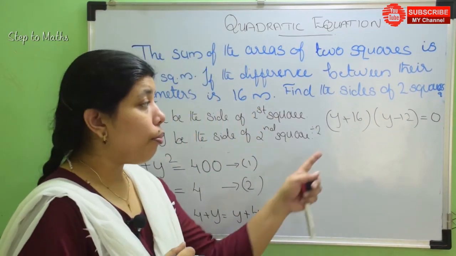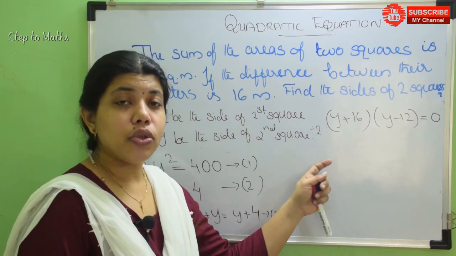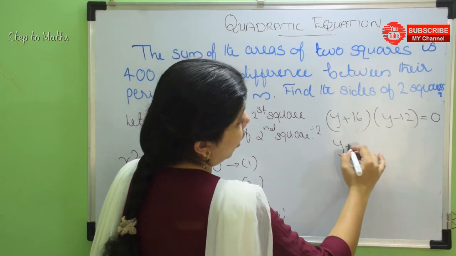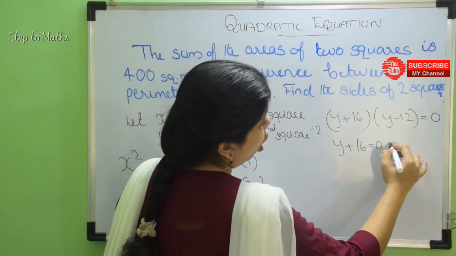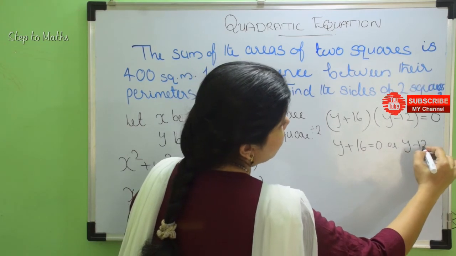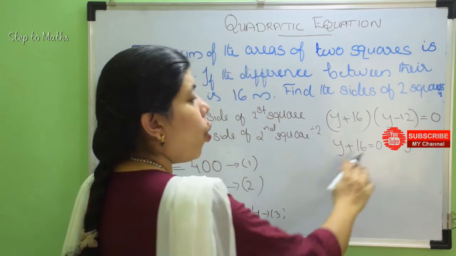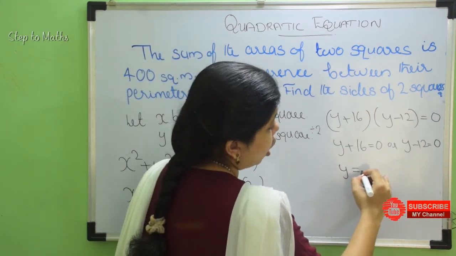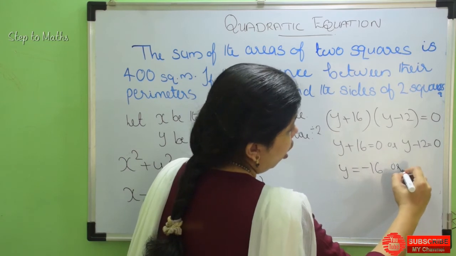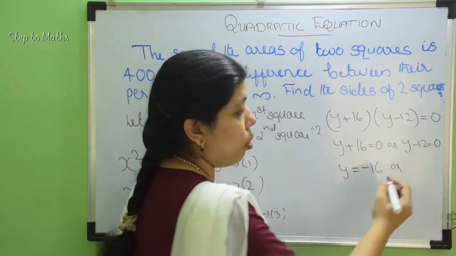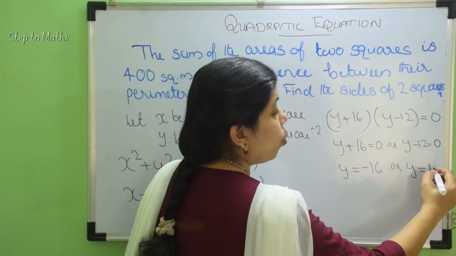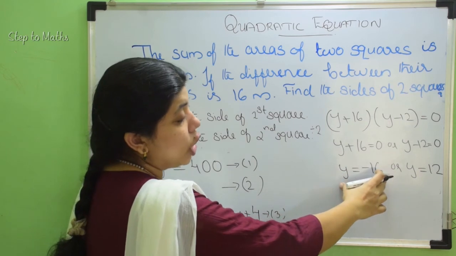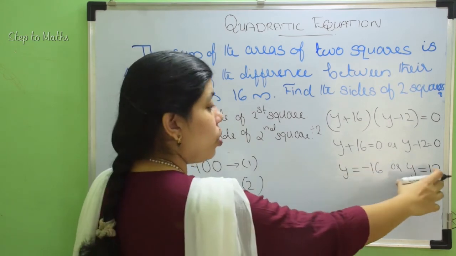The product of two terms is equal to 0. So what is the next step? Equate each term to 0. So y plus 16 is equal to 0, which implies y is equal to minus 16, or y minus 12 is equal to 0, so y is equal to 12. We get two values for y: minus 16 or 12.